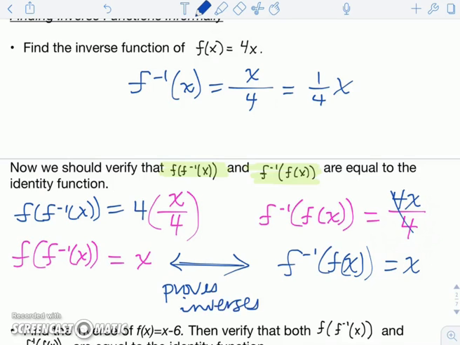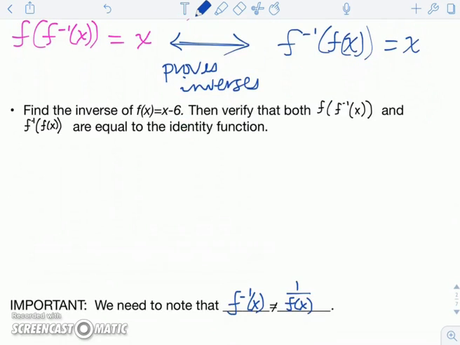Inverses of each other. So that's what we're looking for. This is a very simple example. We're going to do ones that are a little more complex. The next example here is exactly like the one above. The inverse is just different, but it's the same process for comparing.